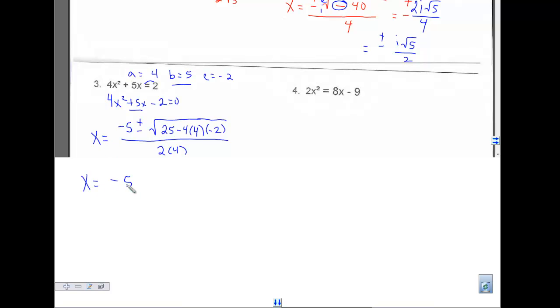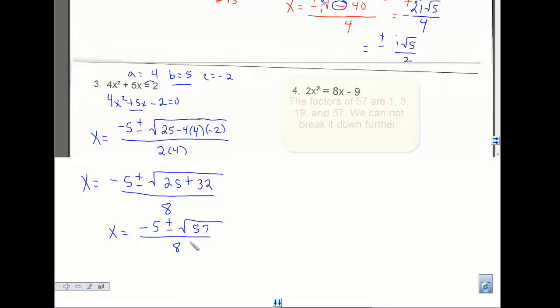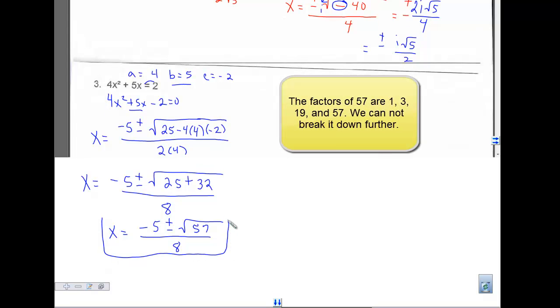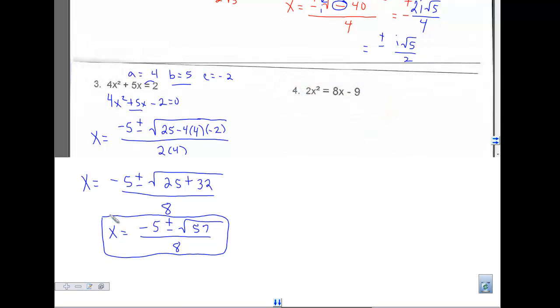So we have negative 5 plus or minus the square root of 25 plus, negative times negative is positive, 16 times 2 is 32, all over 8. So x equals negative 5 plus or minus the square root of 57 over 8. So there's our answer. Last problem.